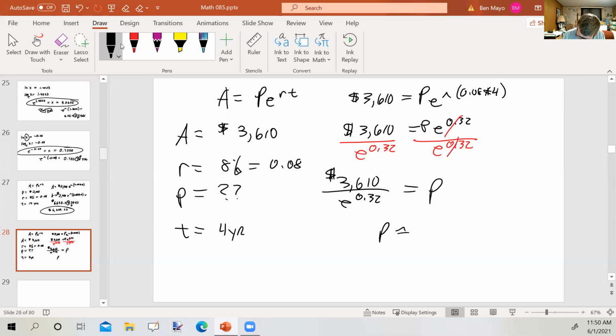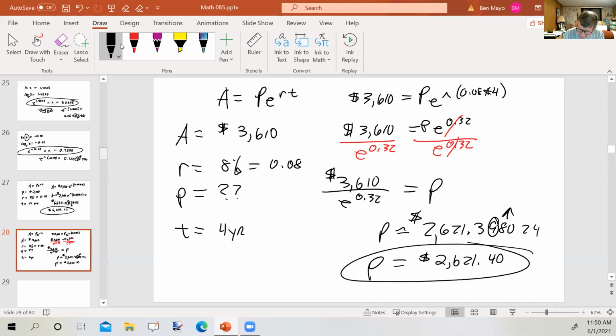And I get 2621.398024. We're talking money, so we're going to round to the nearest hundredth of a dollar or the nearest cent. The 8 would round up. So we would have $2,621.40. That would be the starting amount in order to end up with this amount. Okay.